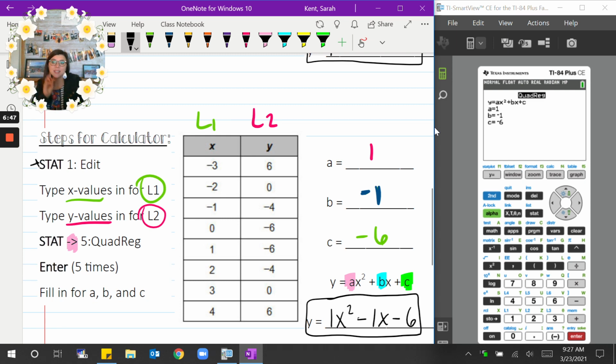All right, so use these steps, and you're practicing today, taking that table and using the quadratic regression to get the equation. If you need any help with the calculator, please ask me or Miss B.